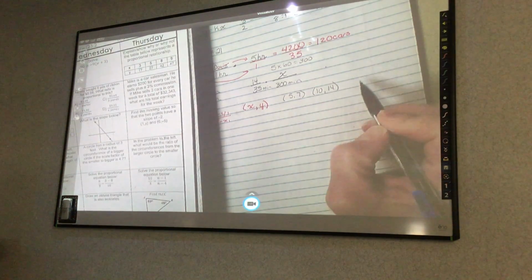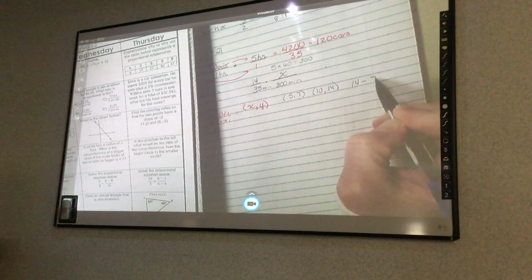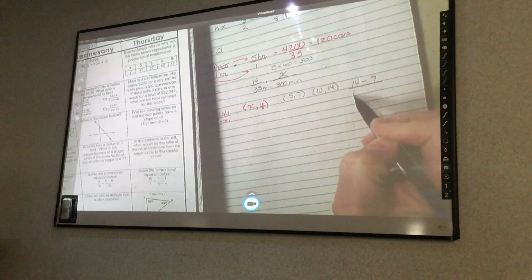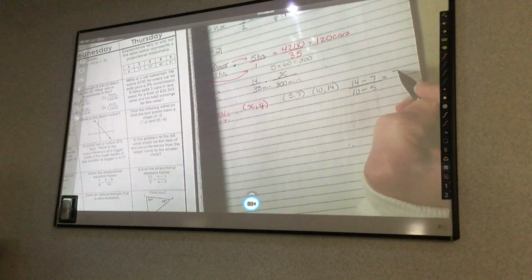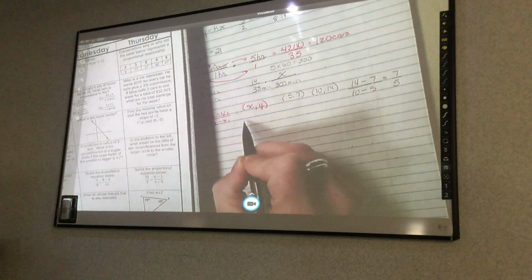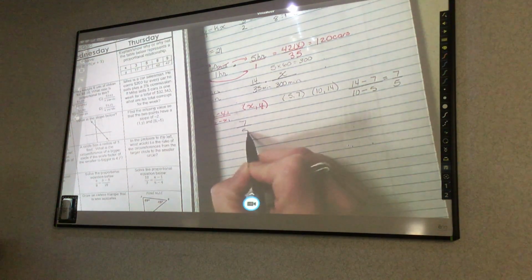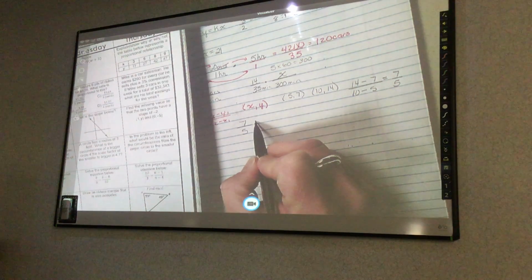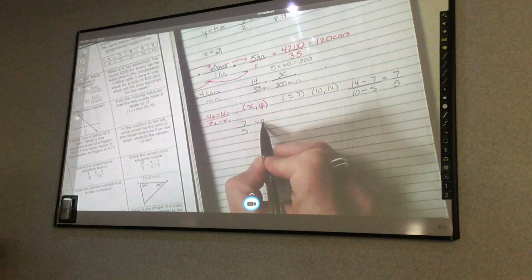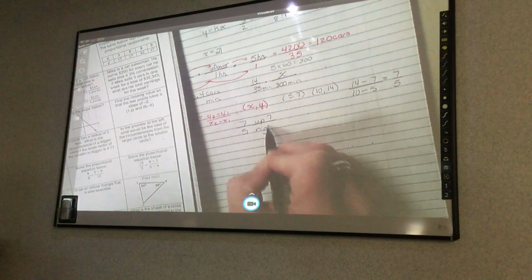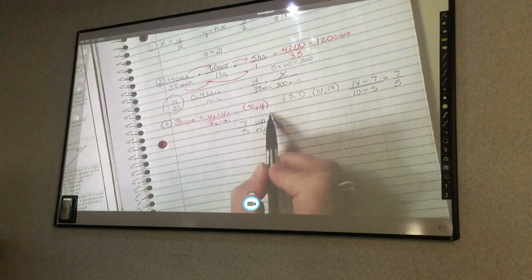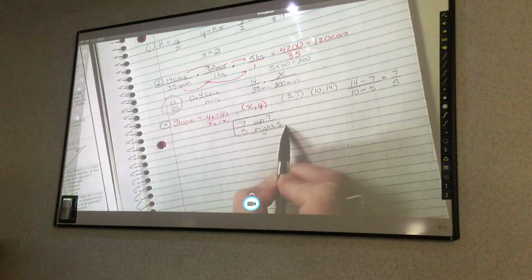So then y2 is 14 minus y1 is 7. x2 is 10 minus x1 is 5. So I have 7 over 5. So that means 7 over 5 means what? 7 means up, 5 means right 5. You need to have that as your final answer.